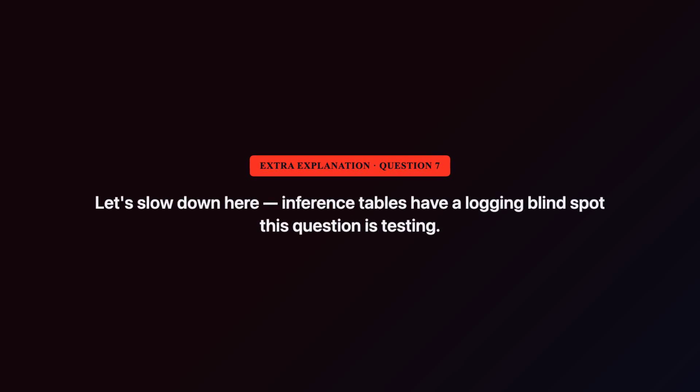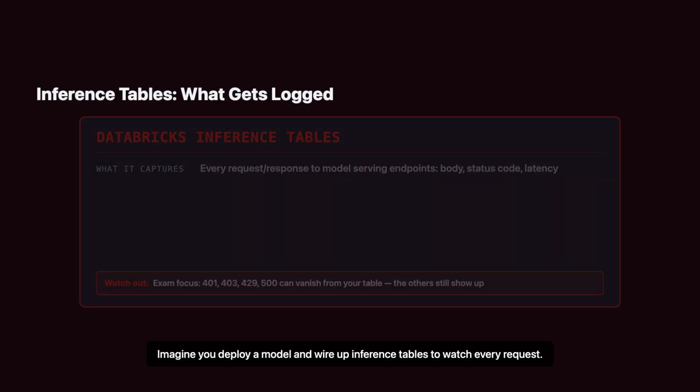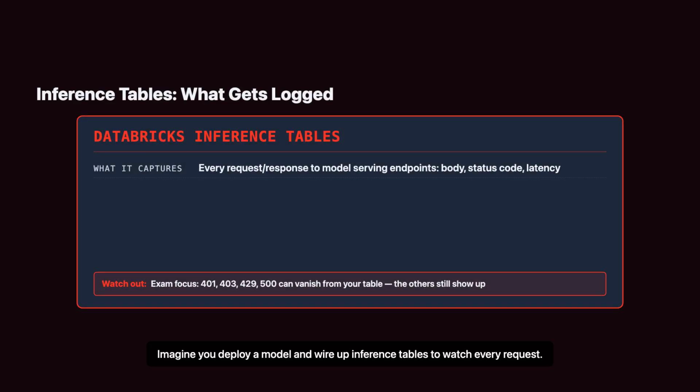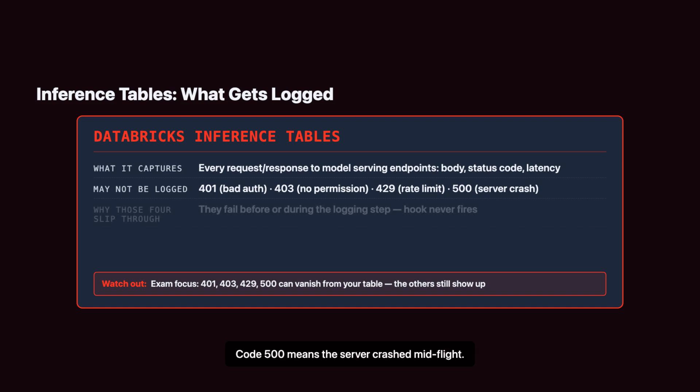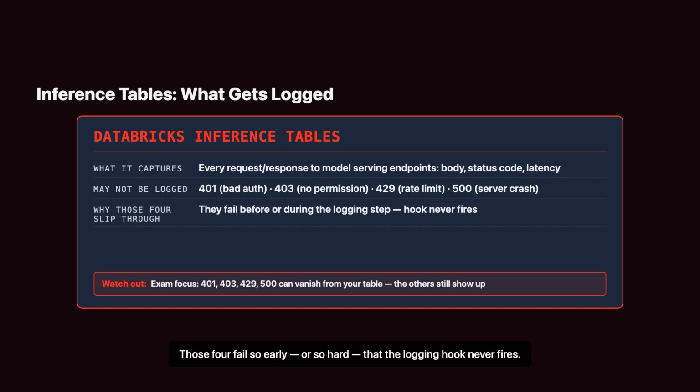Let's slow down here. Inference tables have a logging blind spot this question is testing. Imagine you deploy a model and wire up inference tables to watch every request. One morning you spot gaps, 12 requests just aren't there. Here's why. These tables are best effort. 4 HTTP codes can fall through the cracks. Code 401 means a bad API key. Code 403 means wrong permissions. Code 429 means your endpoint got rate limited. Code 500 means the server crashed mid-flight. Those 4 fail so early or so hard that the logging hook never fires.